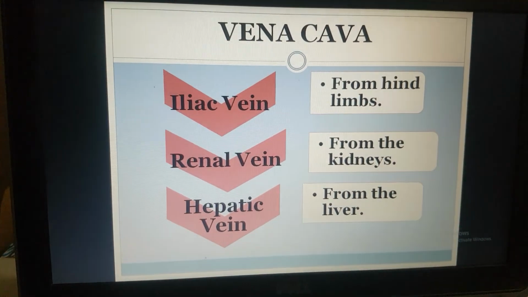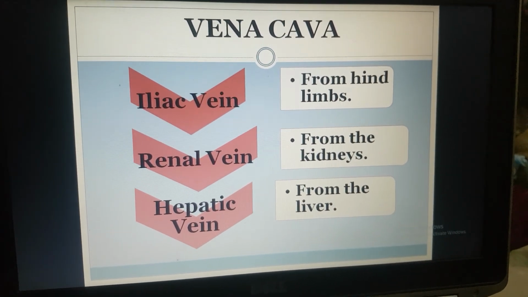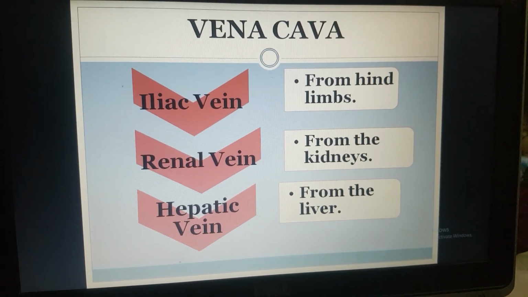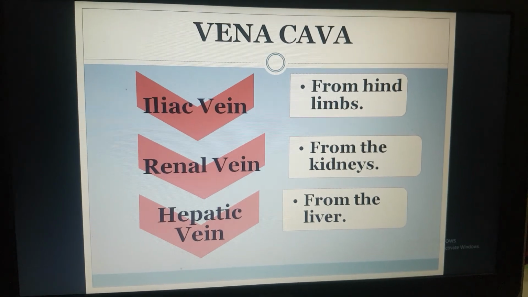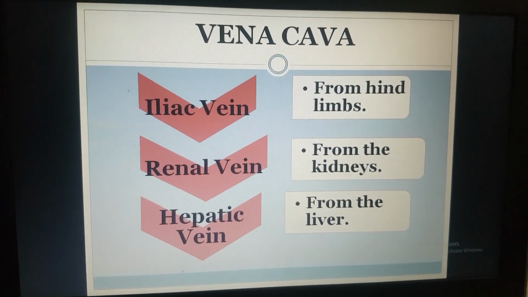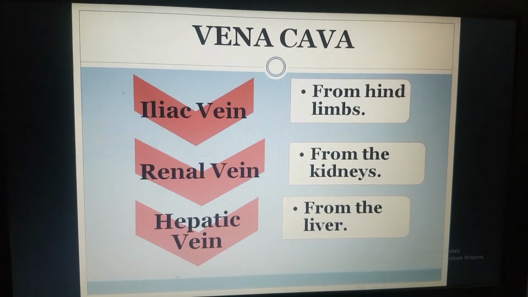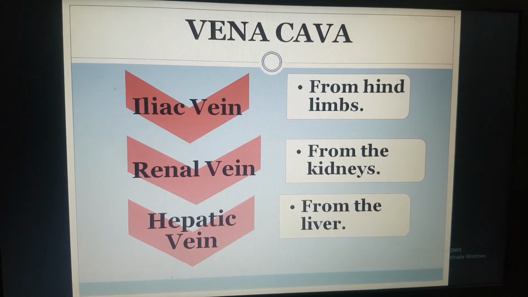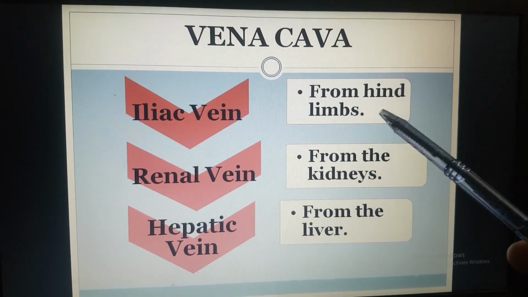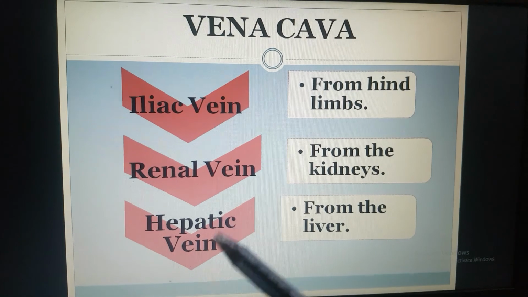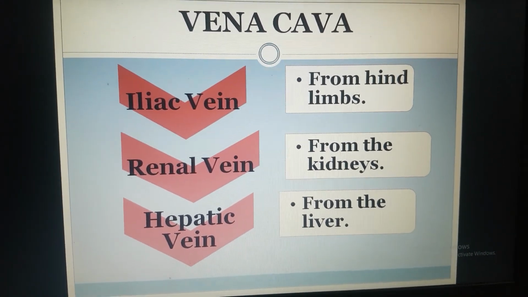Now vena cava is having deoxygenated blood of the whole body. We can see the iliac vein, renal vein and hepatic vein. It is from the dorsal side. Now iliac vein collects blood from hind limbs of the body, while renal vein from the kidneys and hepatic vein from the liver.